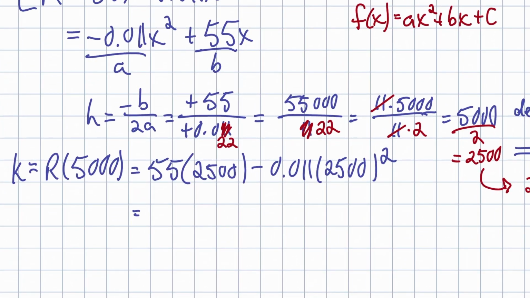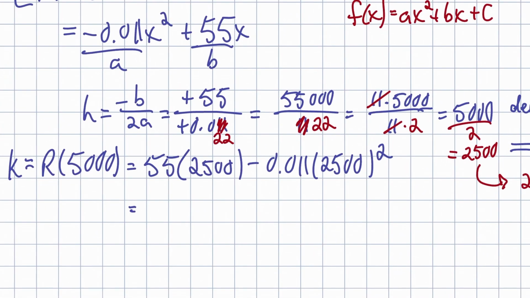Okay, but I do need the calculator for this. This is actually even harder now. So 55 times 2,500 is 137,500, minus 2,500 squared, which is 6.25 million. That times 0.011 is 68,750. Which, when you subtract that, is 68,750.